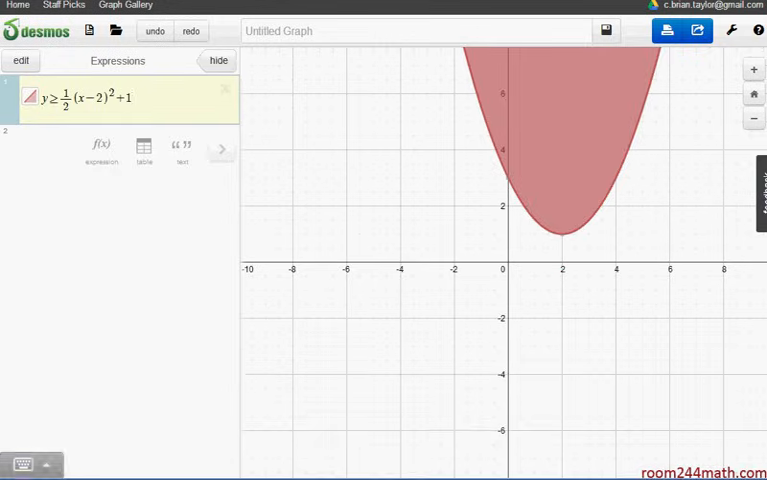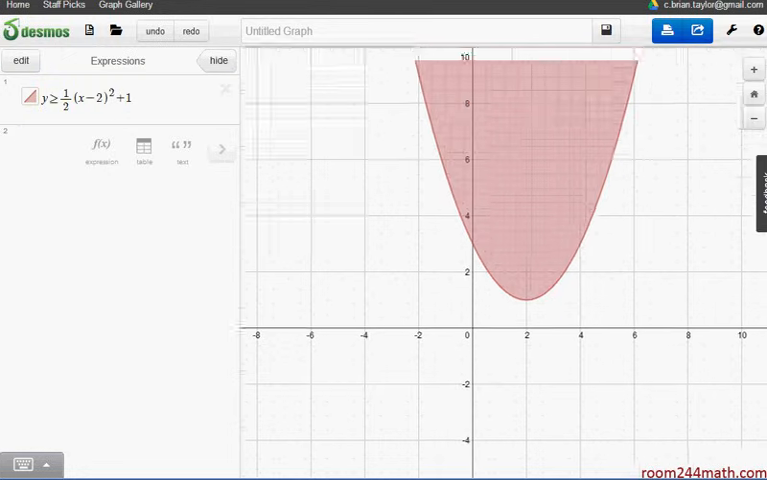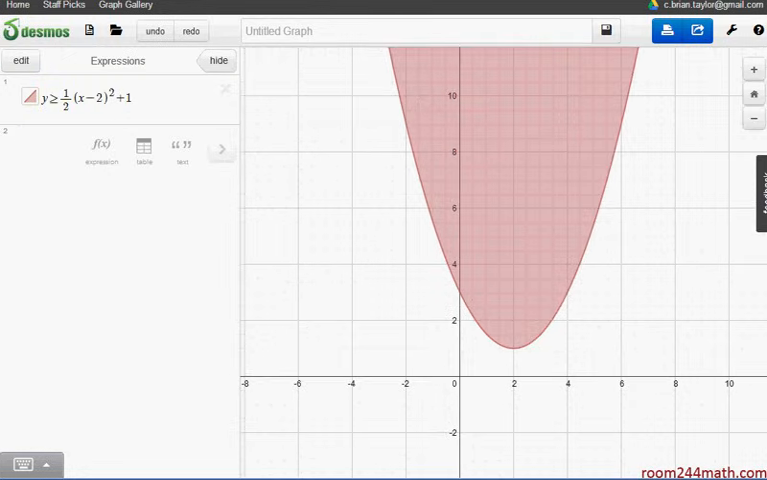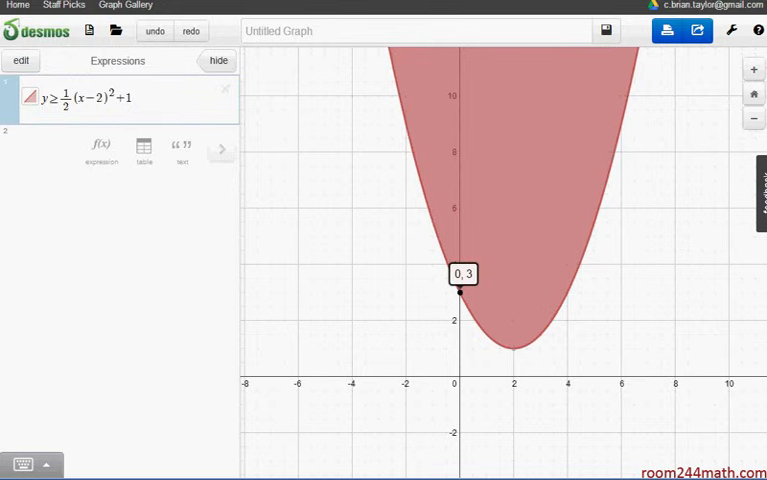And you can see pretty much the same graph that I graphed in Windows Journal. You can see right there the y-intercept (0, 3), the vertex (2, 1), and the shaded region is the region above. It's a solid line because it's y is greater than or equal to. So, really fairly straightforward as long as you're comfortable with your graphing skills of quadratics.